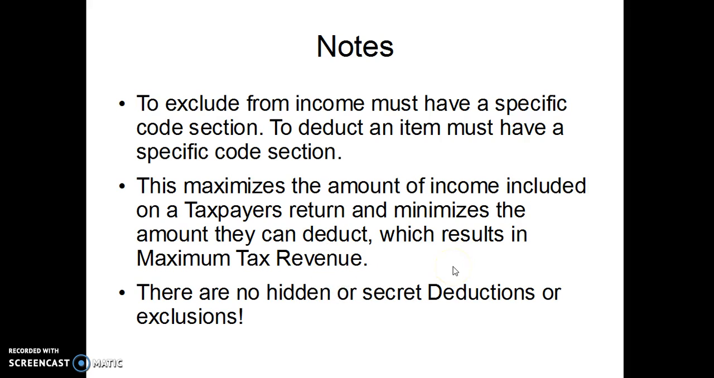So what this really means is that this method really just maximizes the amount of income that's included in a taxpayer's return and minimizes the amount that they can deduct, which results in maximum tax revenue, which again is the point of taxation, to collect as much revenue as possible. Now, what this also means is that there are no hidden or secret deductions or exclusions, as you may have heard tax preparers say, oh, they can get you this deduction, they can get you that deduction. That's not true. It's a matter of fact, and if a taxpayer qualifies for a certain deduction, it will be provided by any other tax preparer. They have no monopoly on any deductions that others cannot get as well.